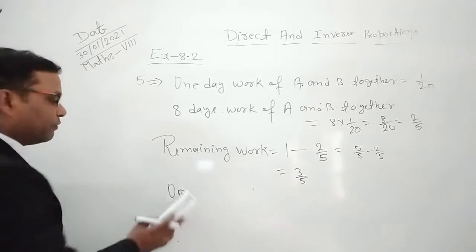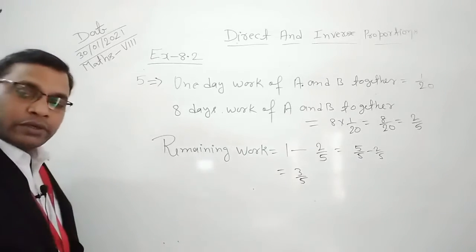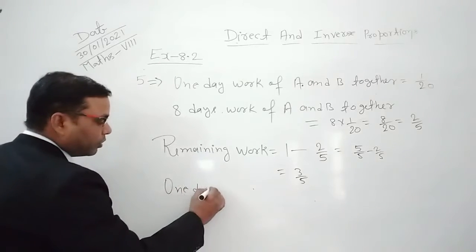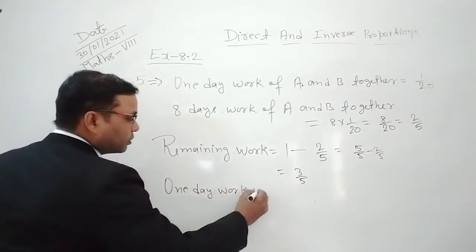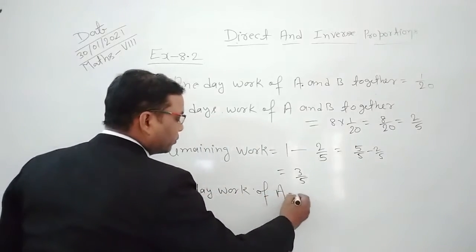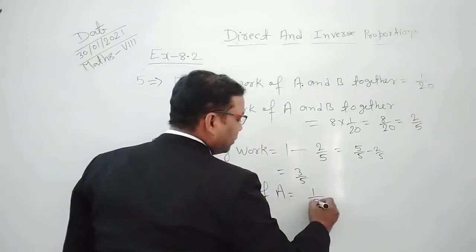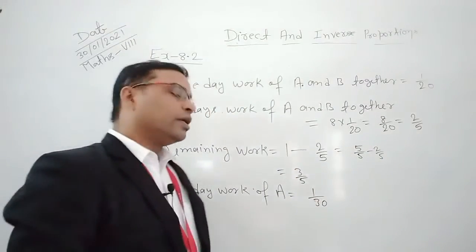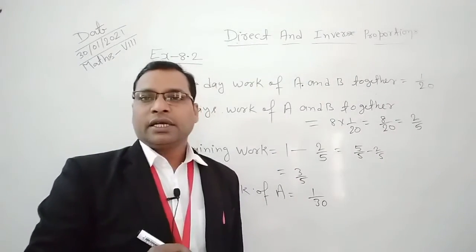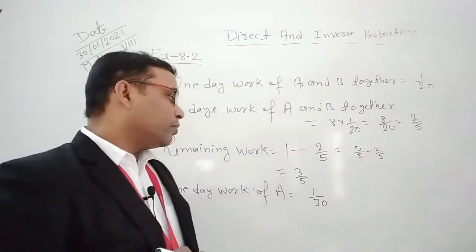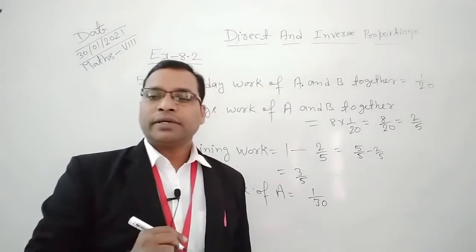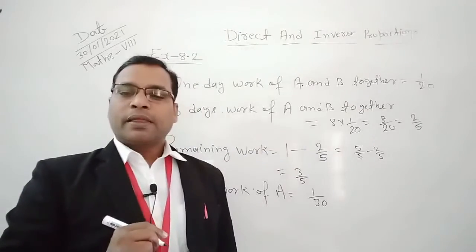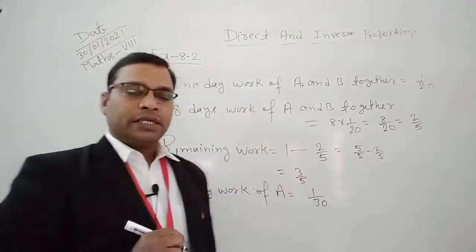1 day work of A is equal to 1/30. Clear? Because A completes this work in 30 days alone. So 1 day work of A is equal to 1/30. Now we need to find the number of days taken by A to complete the remaining work.